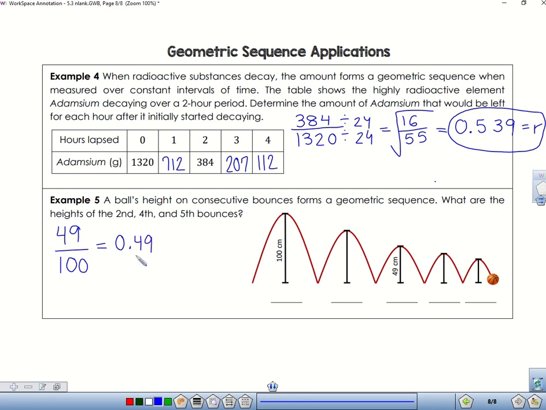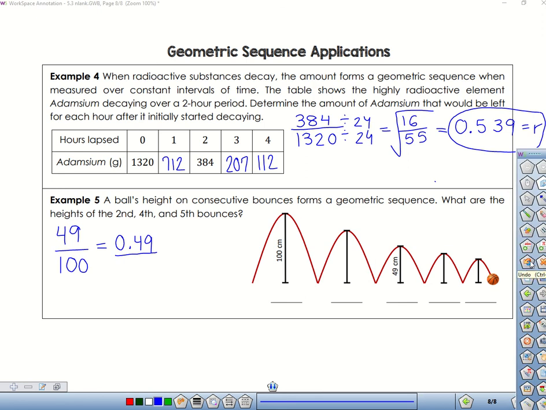And then I need to then divide this number by what? Oh wait, not divide. Oh my gosh, sorry. I'm thinking of arithmetic. I need to take what root of this number? 2. Good, the second root. Because there's only one space between 100 and 49. And the square root of that is actually 0.7. So this is my common ratio.